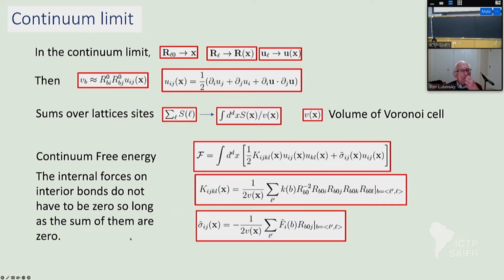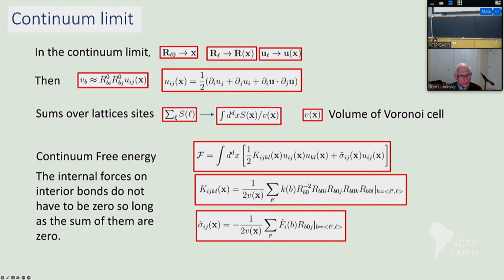Now the continuum limit: basically we take the R_L0 and think of it as being the x, and the R_L goes to R(x), and U_L goes to U(x), and V_B becomes R_B0 prime U_ij, where U_ij is grad U. This is exactly what we had before. So by using the B, we introduce the nonlinear rotationally invariant strain tensor here. We have a sum over lattice sites that goes to an integral over the volume.